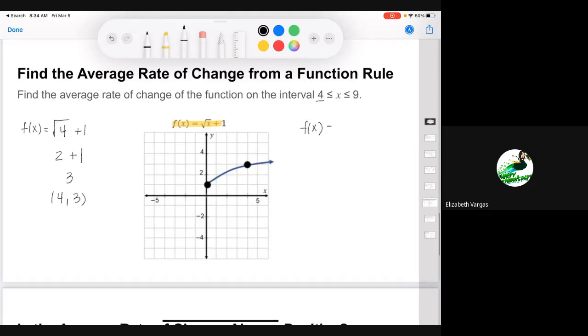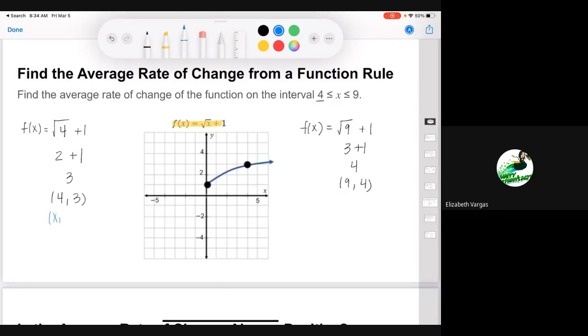So basically what I'm using is the beginning and the end of my range, or my domain in this instance, and plugging those in. So the square root of 9 is 3, so 4. So whenever my x is 9, my y is 4. Okay, so now that I have these coordinates, I can plug them into my rate of change equation.